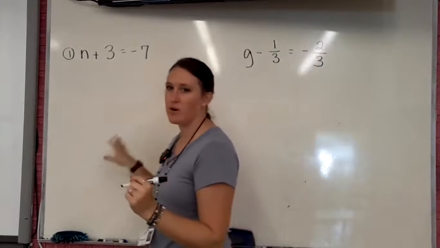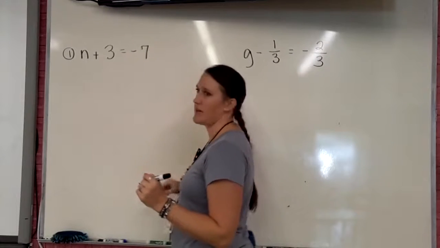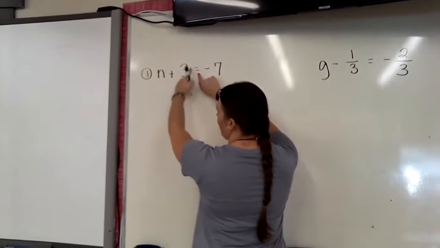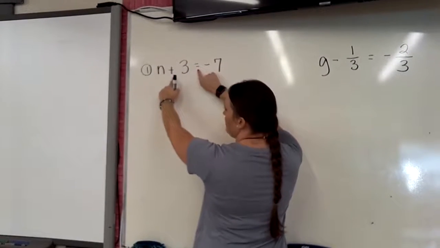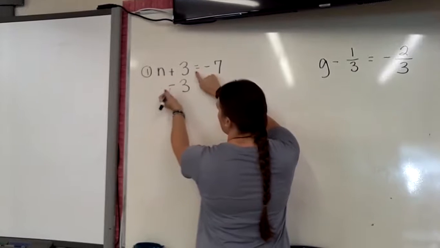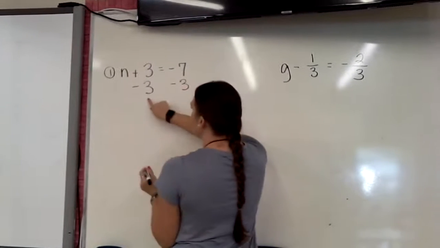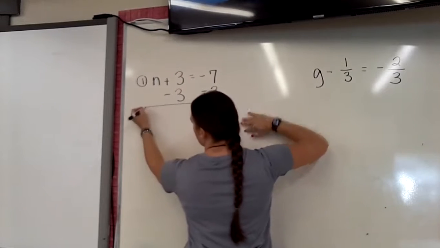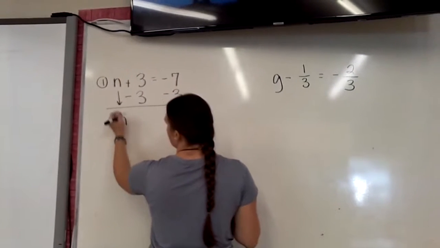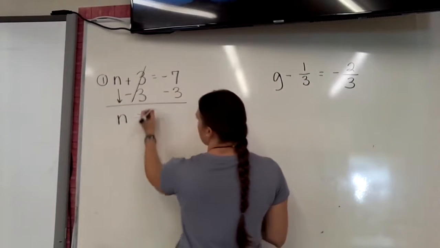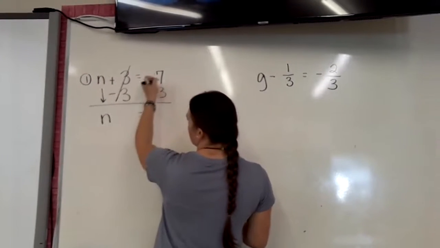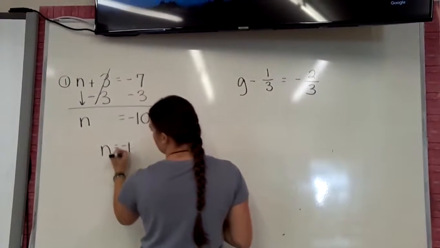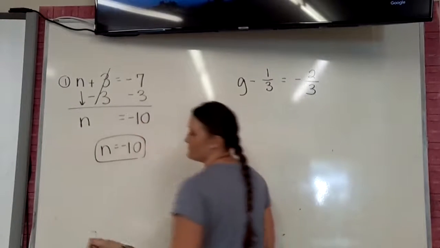Okay, so on problem number 1, n plus 3 equals negative 7. We're solving for n. Here's n and the equal sign, so we have to get rid of this 3. If you remember, you do the opposite of whatever's happening. So we're going to subtract 3 from both sides of the equation to keep it equal. Then you're just bringing everything else down. 3 minus 3 is 0, equal sign. Now negative 7 minus 3 more is negative 10. So n equals negative 10 is your first solution.